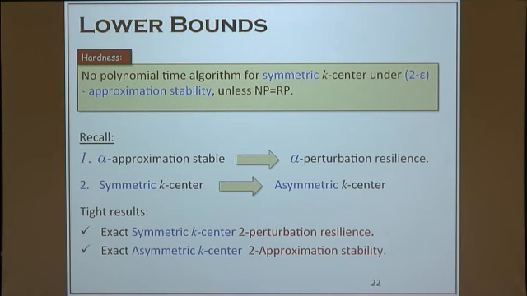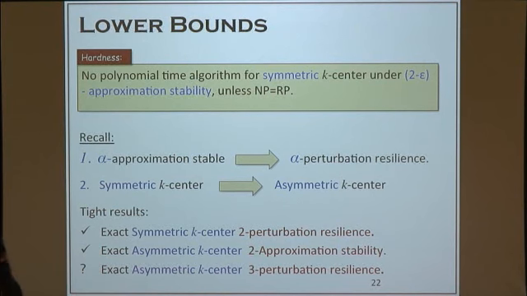So this result says that a bunch of our results are tight, which is the 2 perturbation resilience for symmetric that I just showed you, and the 2 approximation stability for asymmetric that I didn't show you, but it's very similar to the 3 perturbation way. What is not known to be tight is the 3 perturbation resilience for asymmetric. It will be very interesting if we figure this out. But we don't know right now if the algorithm we have for 3 perturbation is tight or not.